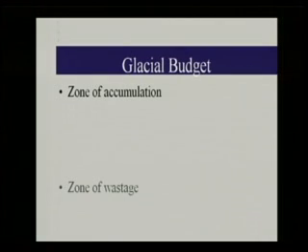The glacial budget refers to gains and losses made by a glacial system. There are two zones in a glacier, a zone of accumulation and a zone of wastage. The zone of accumulation is that area where the snowfall exceeds the losses. So the amount added to the glacier exceeds the amount lost by melting, calving of icebergs, and sublimation, which are all ways that glaciers can lose ice. The zone of accumulation is that area where the snowfall actually exceeds the amount lost.